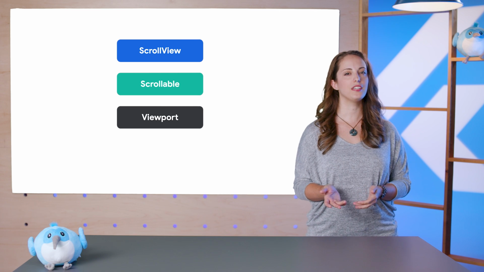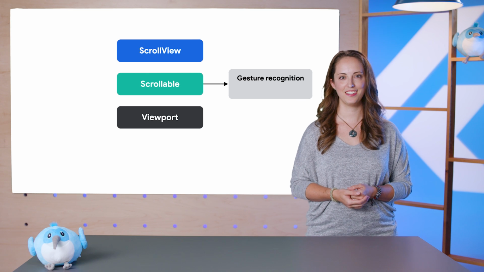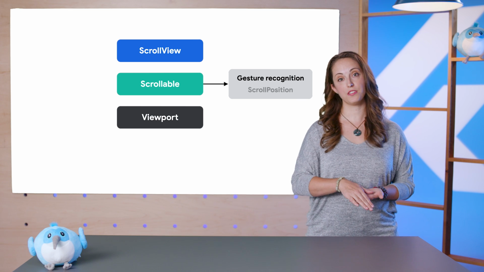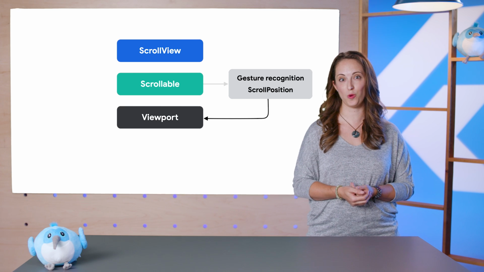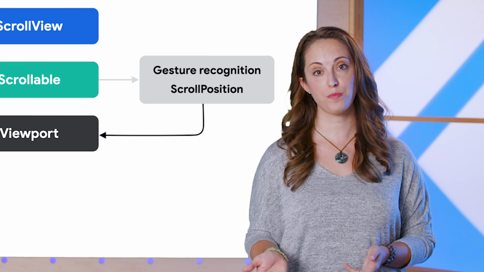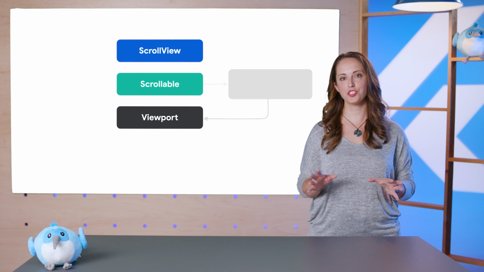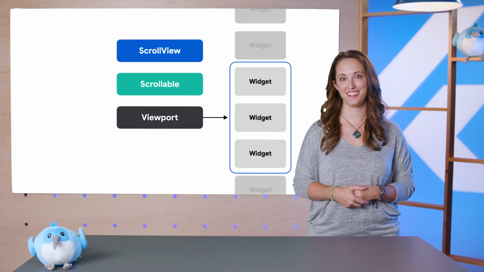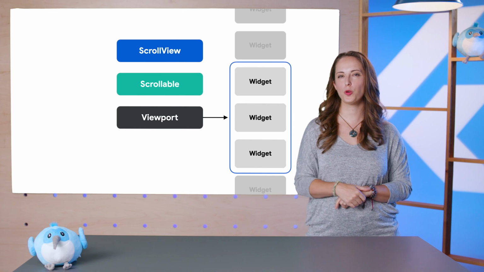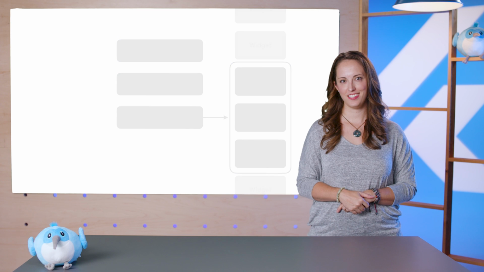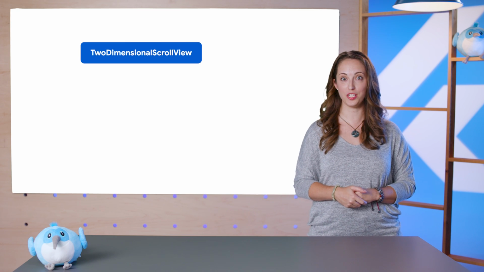The scrollable widget implements the interaction model for scrolling, including gesture recognition. It creates and manages the scroll position in response to gestures, which is then provided to the viewport. The viewport is responsible for the visual layout based on that position, what we actually see scrolling on our screen. I like to think of the viewport as a window through which you can see a portion of the scrolling content. These two core components are the same in the two-dimensional ScrollView widget.